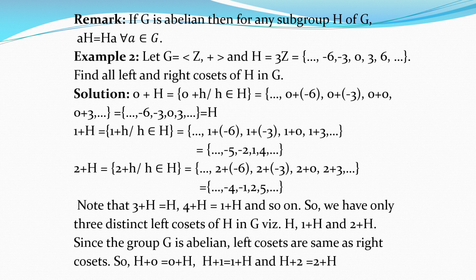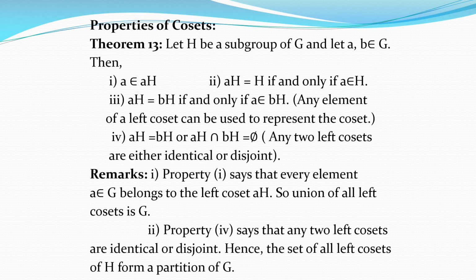Now remark, if G is abelian, then for any subgroup H of G, H equals HA for all A belonging to G. That means if G is an abelian group, then the commutative property holds, and hence the left coset of H in G is the same as the right coset of H in G. Now similar to example 1, here for G equal to Z under addition and H equal to 3Z, we can find left and right cosets of H in G, which you can try at home.